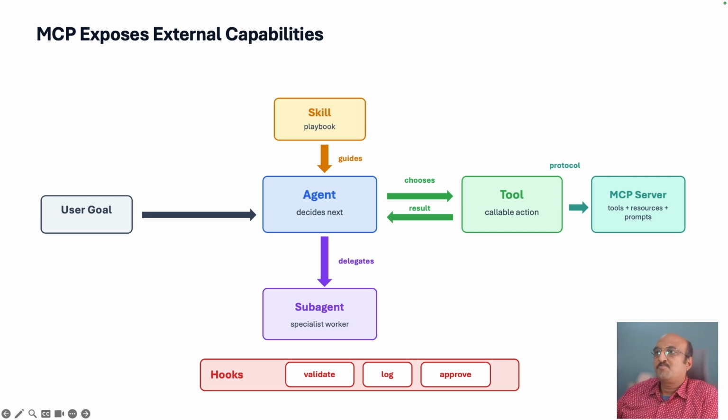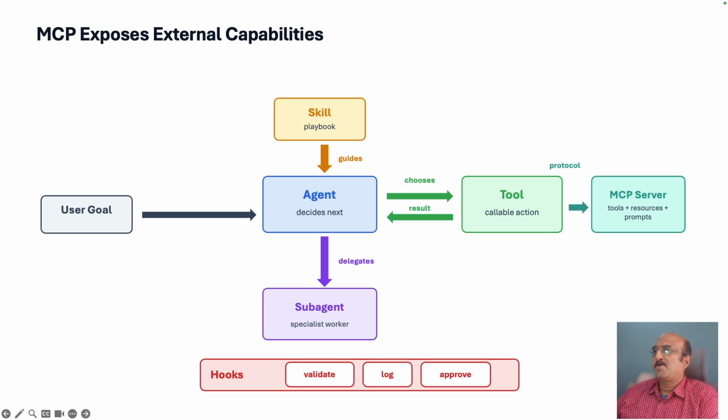GitHub MCP server is one thing. You can have an MCP server for MongoDB. You can have one for Azure DevOps. So anything that is external, if they want to expose certain functionalities from their system to the agent world, it can be done through an MCP server.